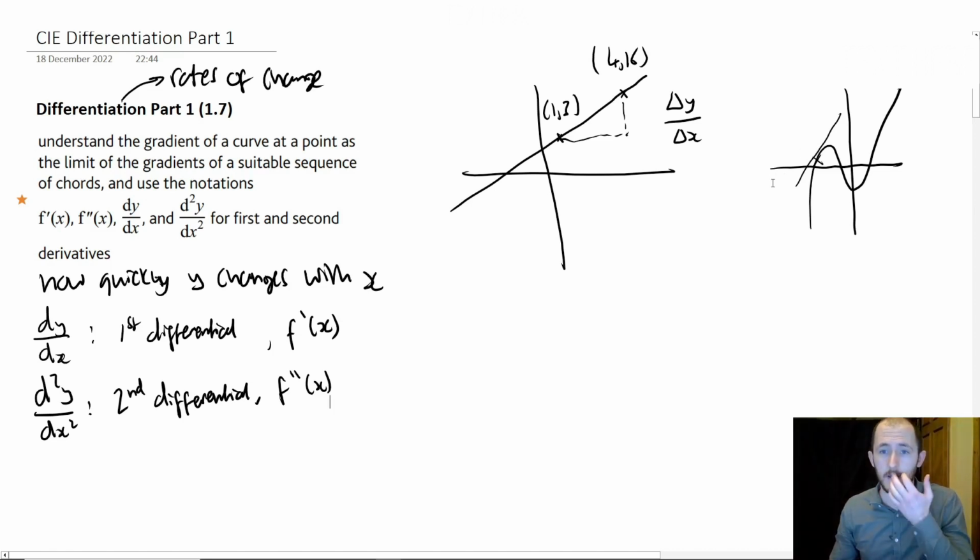So this spec point just simply asks you to know what that is, to know this notation. Other than that, we're completely done with it.